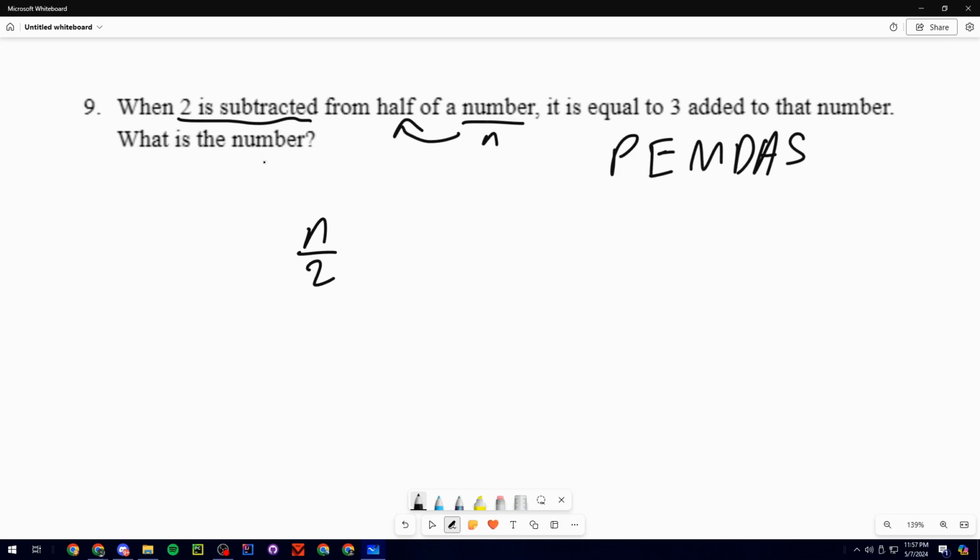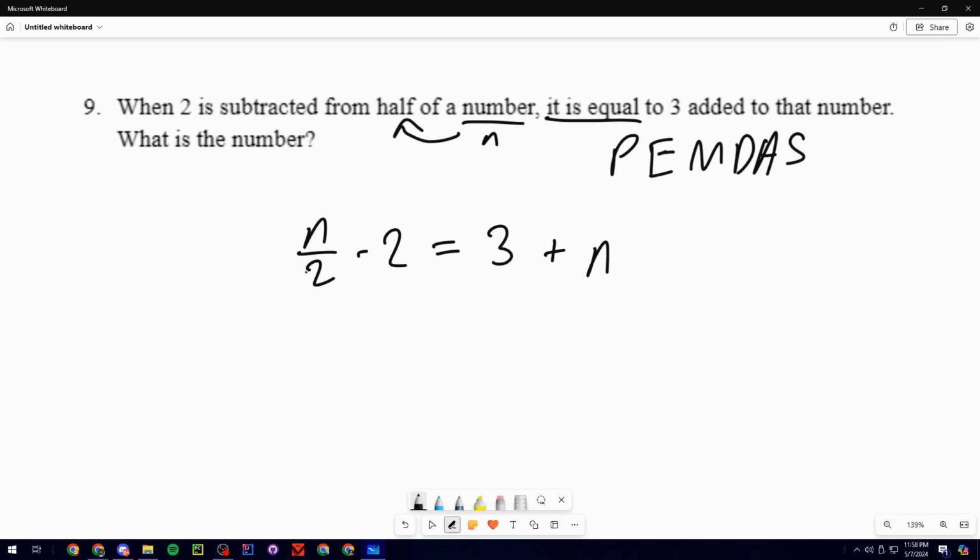So now I have 2 is subtracted. So n over 2 is, you're going to subtract 2. It is equal, that just means an equal sign, is equal to 3 added to that same number. So here's our equation. Now we just have to solve.